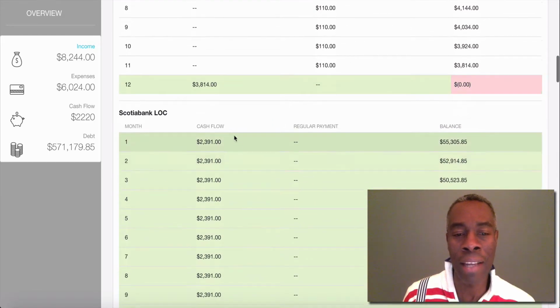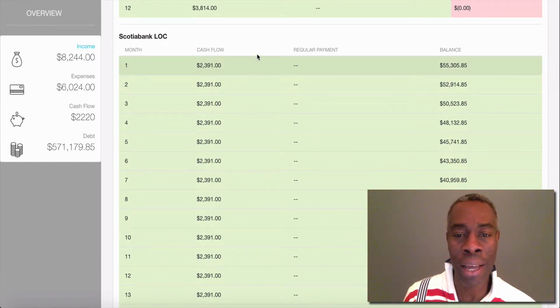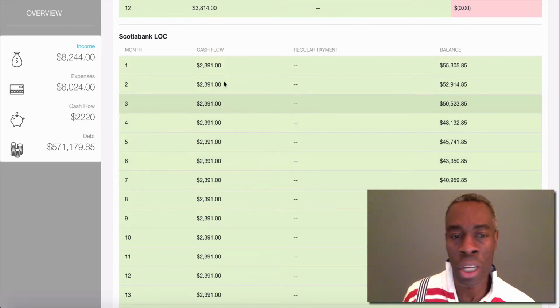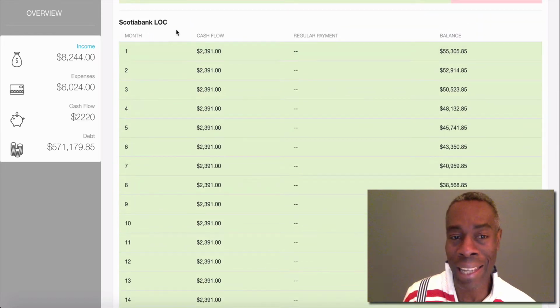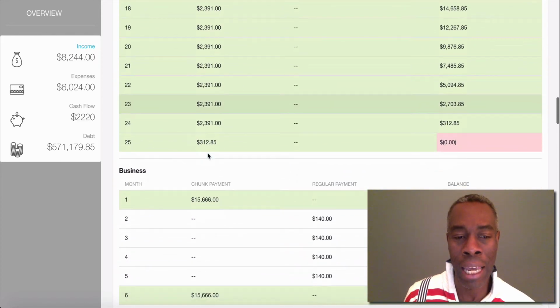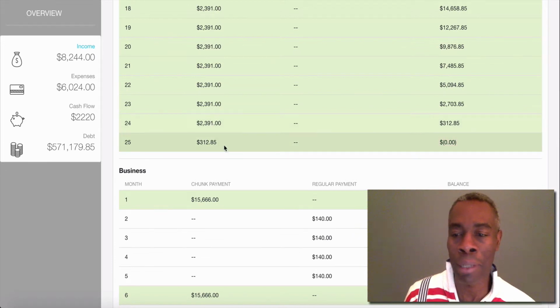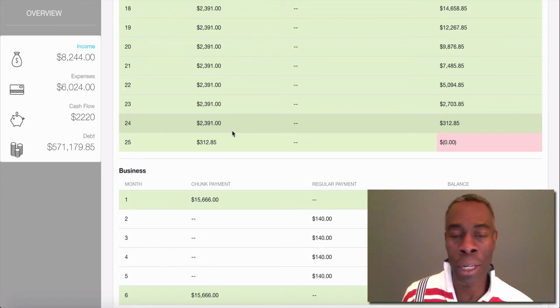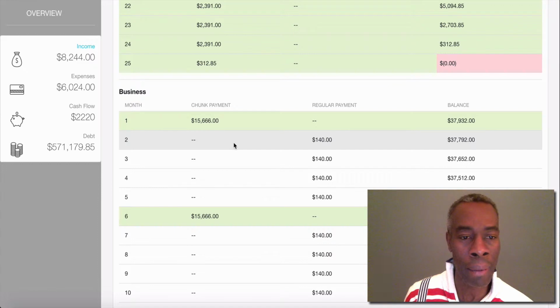Then the app is saying, okay, now you tackle your line of credit, because there's obviously a balance on that line of credit. Now here's what's interesting. For this one, you don't have to do any regular payments. You just leave your cash flow in every month. Don't do anything, just leave your cash flow in, and that in itself will pay off your line of credit in about 25 months, actually 24 months, because this last bit is not a full payment. You will have this line of credit paid off. So then you move on to this business loan.